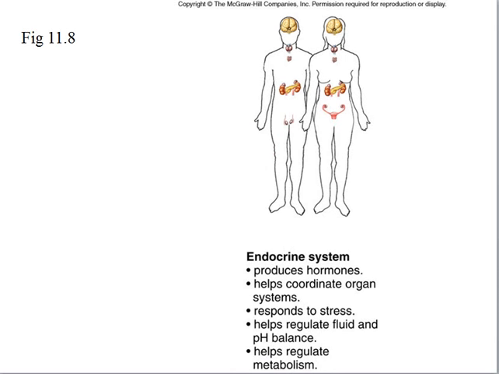The endocrine system consists of several different glands that regulate various other organ systems. Control is provided through the production of various hormones. These hormones are chemical signals that are typically picked up by the bloodstream and then transported throughout the body.